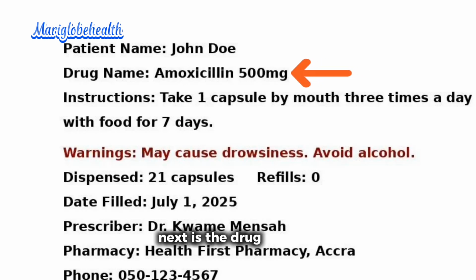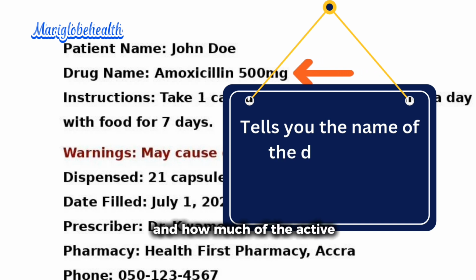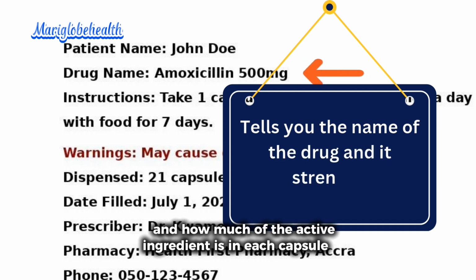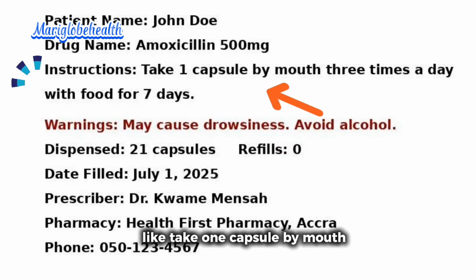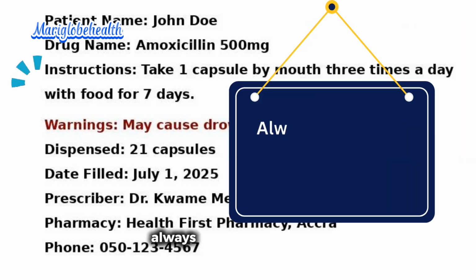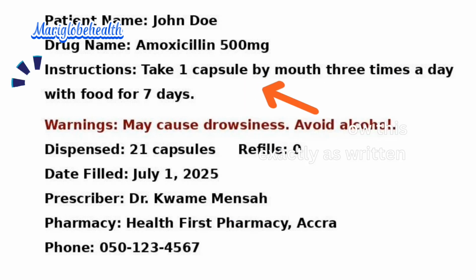Next is the drug name and strength. For example, amoxicillin 500 milligram. This tells you what the drug is and how much of the active ingredient is in each capsule or tablet. Then you will see the instructions like take one capsule by mouth 3 times a day with food. Always follow this exactly as written.